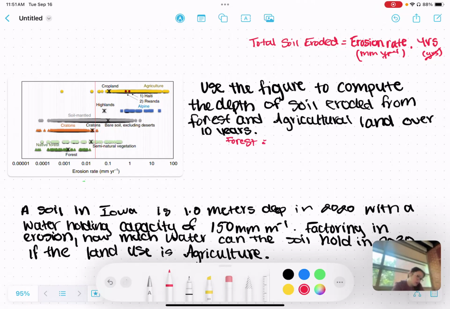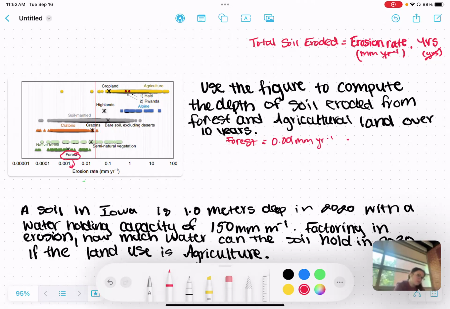Just taking our equation from the top, what we're going to do is use this graph to figure out what the erosion rate is. If we find forest on the graph, which is right here, the number that corresponds to that is 0.001. Again, that's in millimeters per year, and I really cannot stress the importance of writing your units. 0.001 millimeters per year.